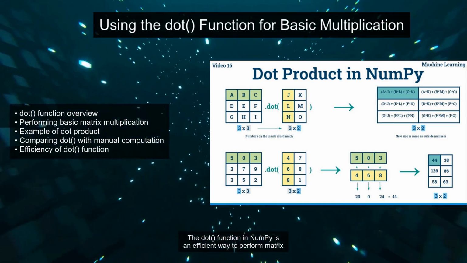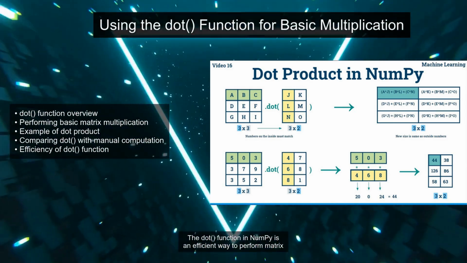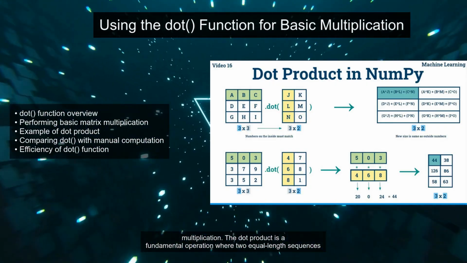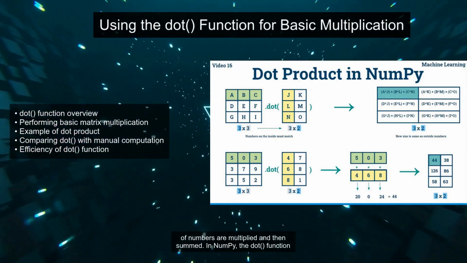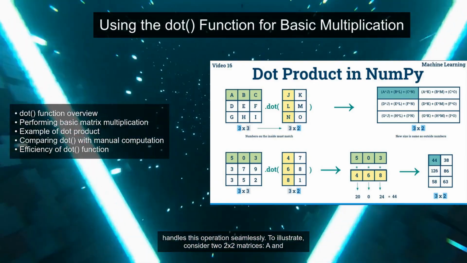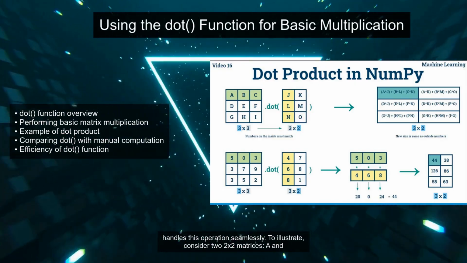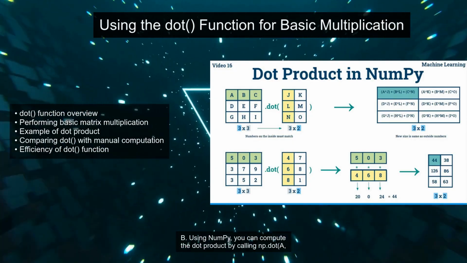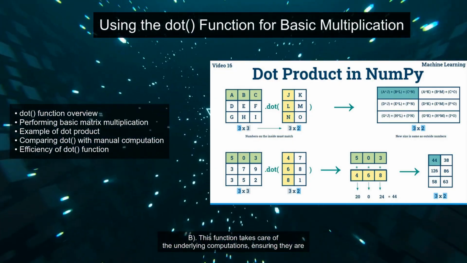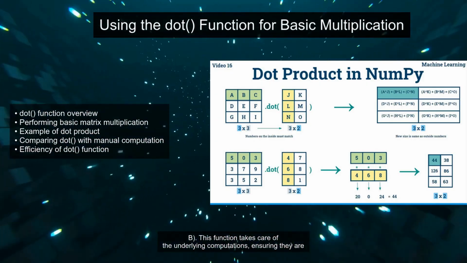The dot function in NumPy is an efficient way to perform matrix multiplication. The dot product is a fundamental operation where two equal-length sequences of numbers are multiplied and then summed. In NumPy, the dot function handles this operation seamlessly. To illustrate, consider two 2x2 matrices, A and B, using NumPy. You can compute the dot product by calling np.dot(a, b). This function takes care of the underlying computations, ensuring they are performed efficiently.